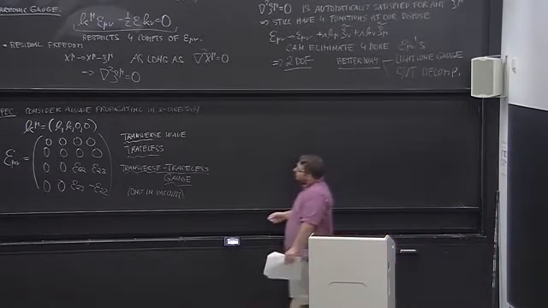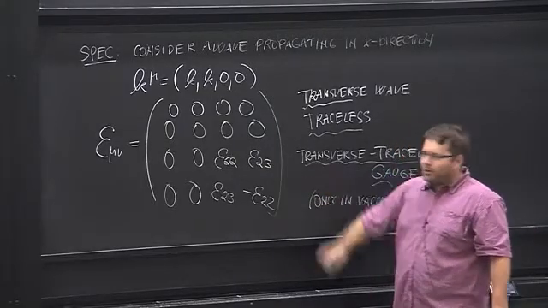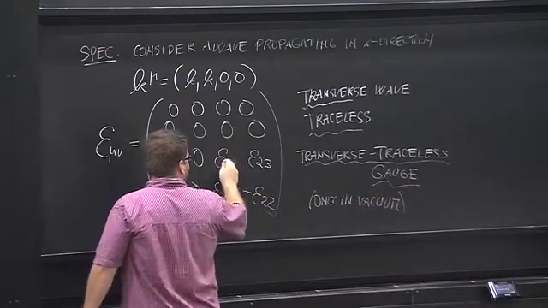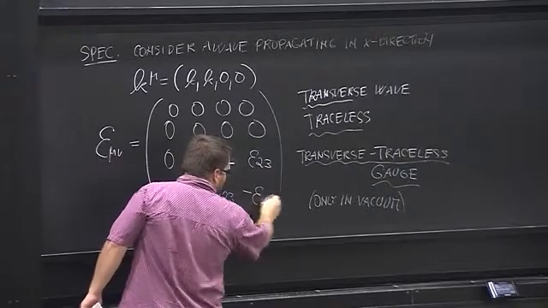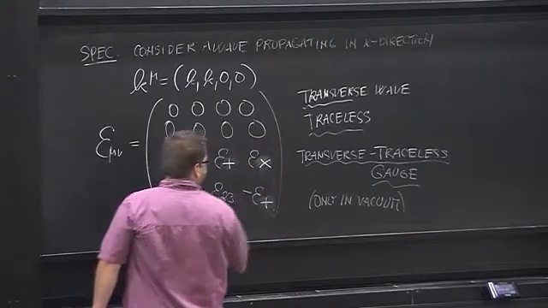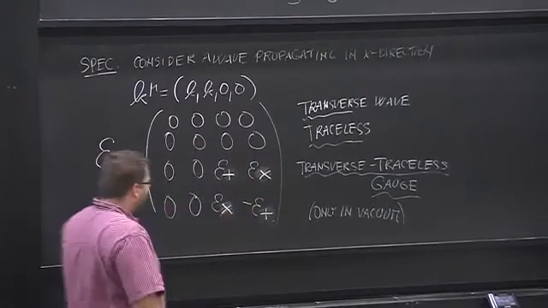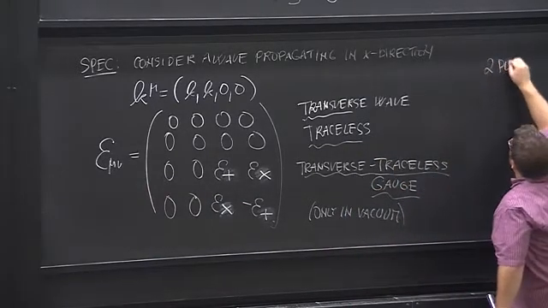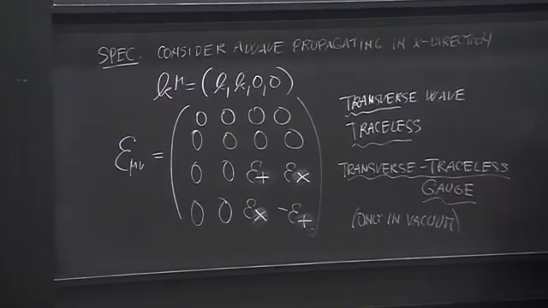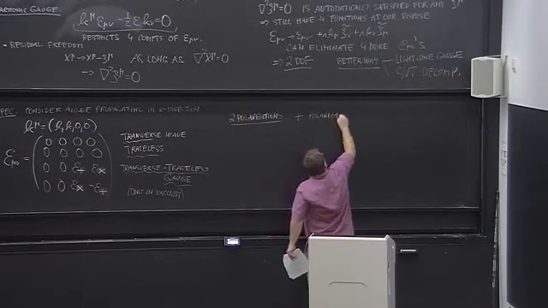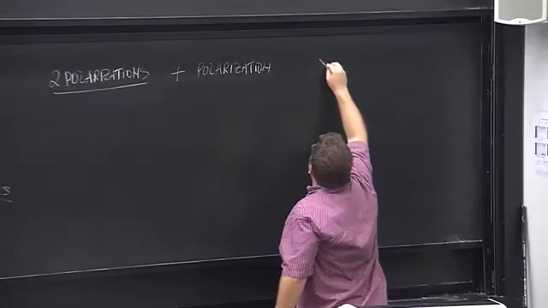All right, so now people don't write epsilon 2,2 and epsilon 2,3 because it's too long. Instead, they write epsilon plus. So instead of 2,2, they write plus. And instead of 2,3, they write cross. Okay, and so we have two polarizations. One is the plus polarization, and the other one is the cross polarization.